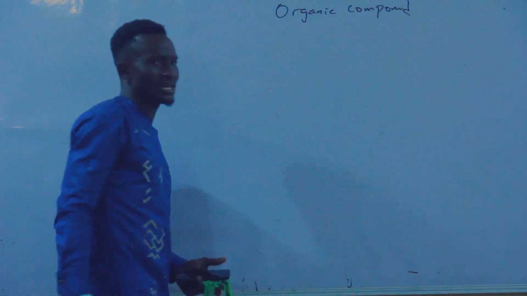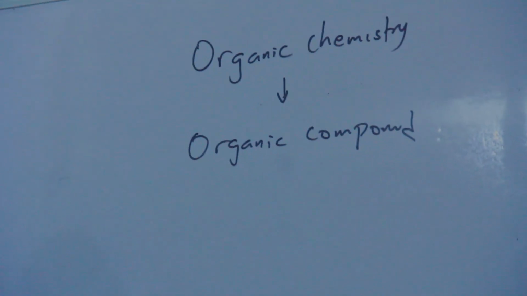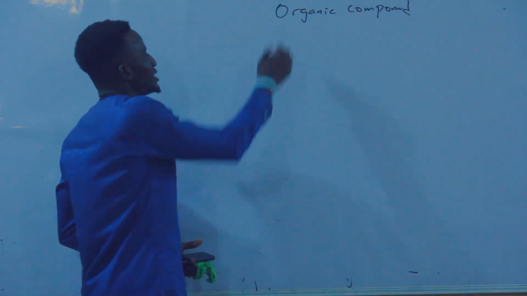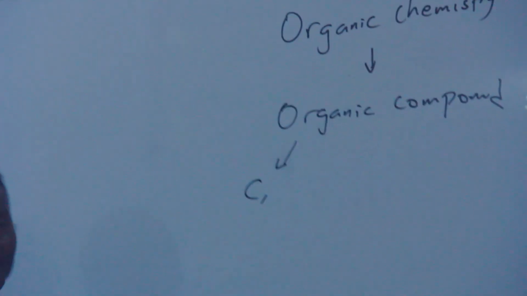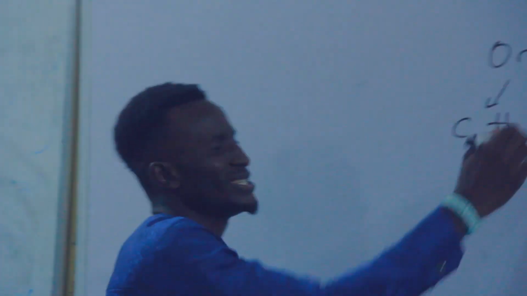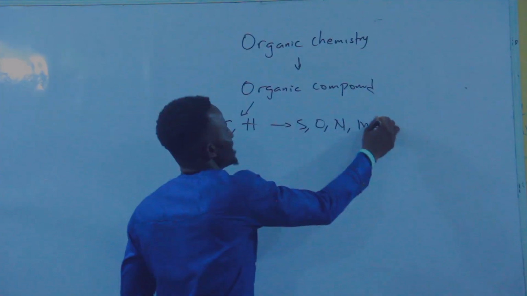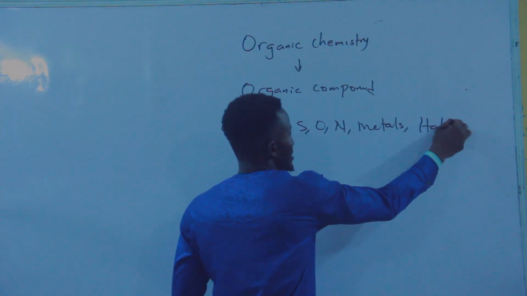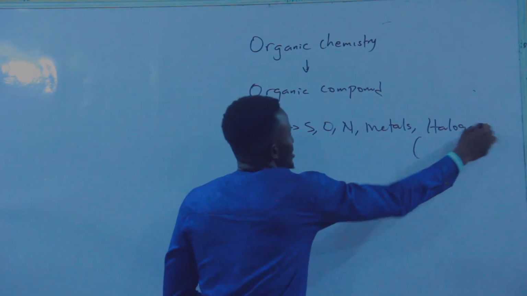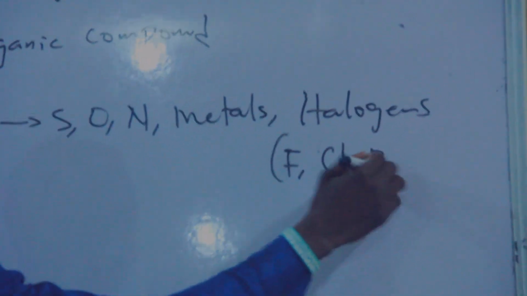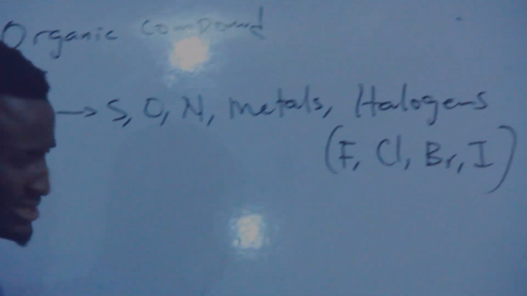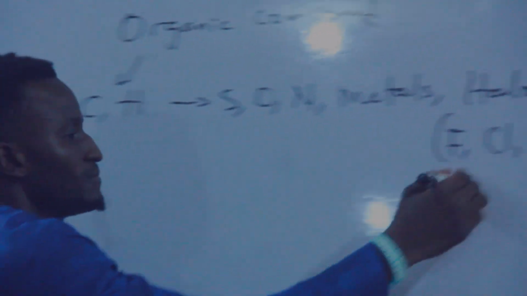Now, if I want to talk about the characteristics of an organic compound, they are compounds that contain carbon and hydrogen with any of sulfur, oxygen, nitrogen, metals. You have halogens. Now, what are the examples of halogens? You can have fluorine, chlorine, bromine, iodine. Astatine is also included, etc.